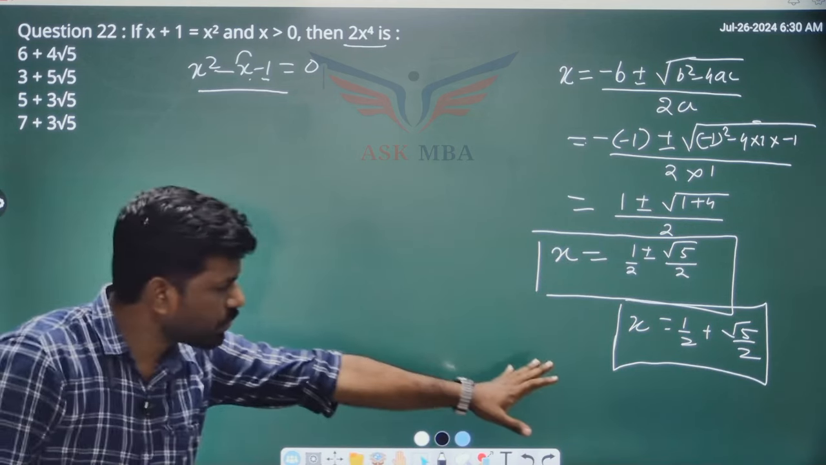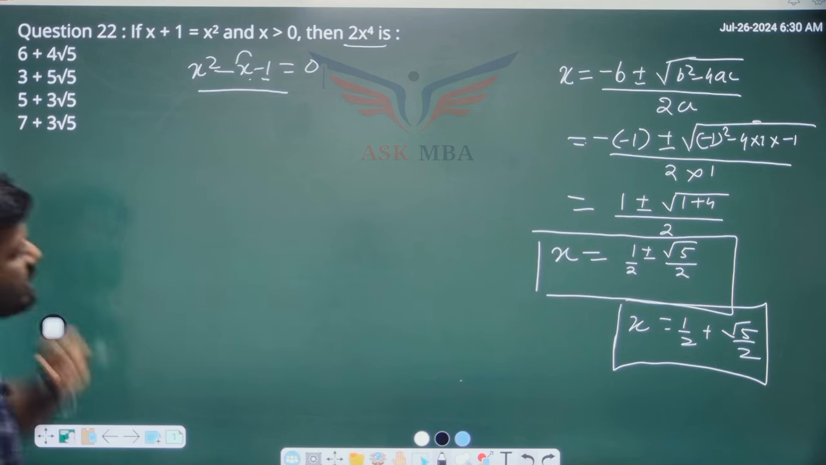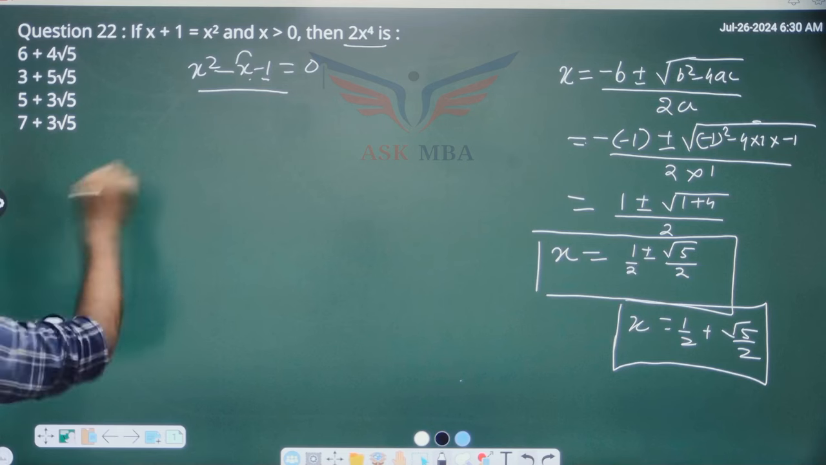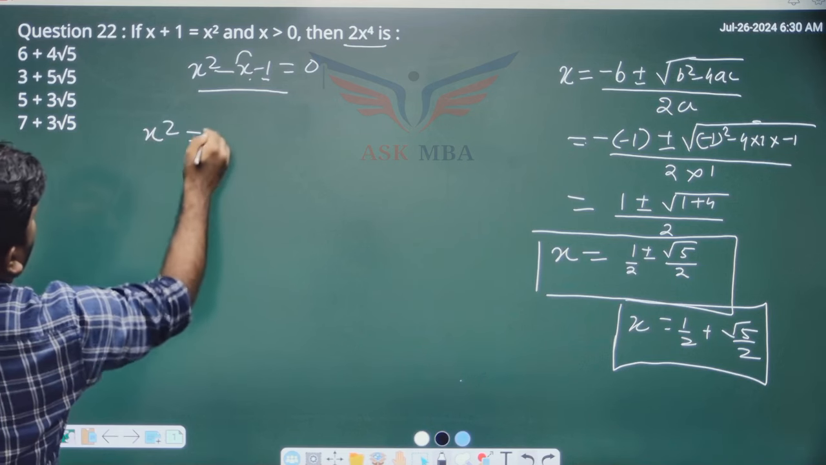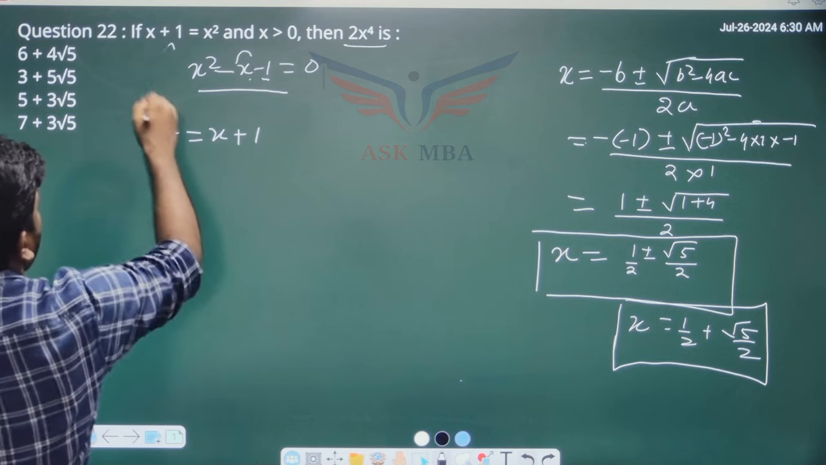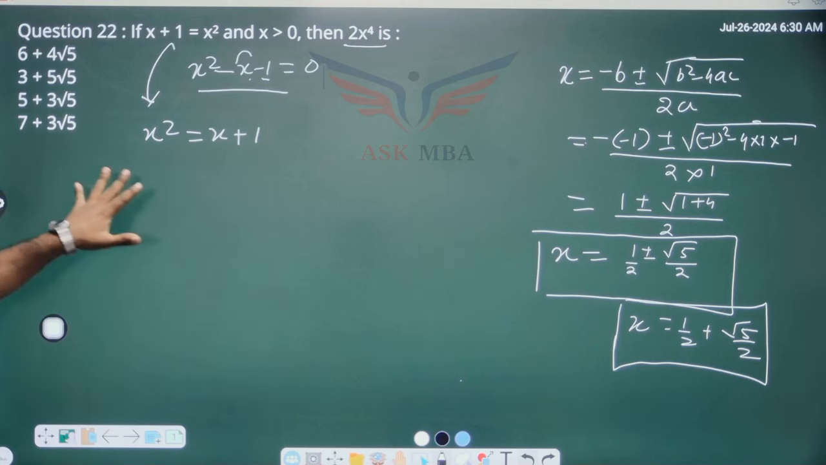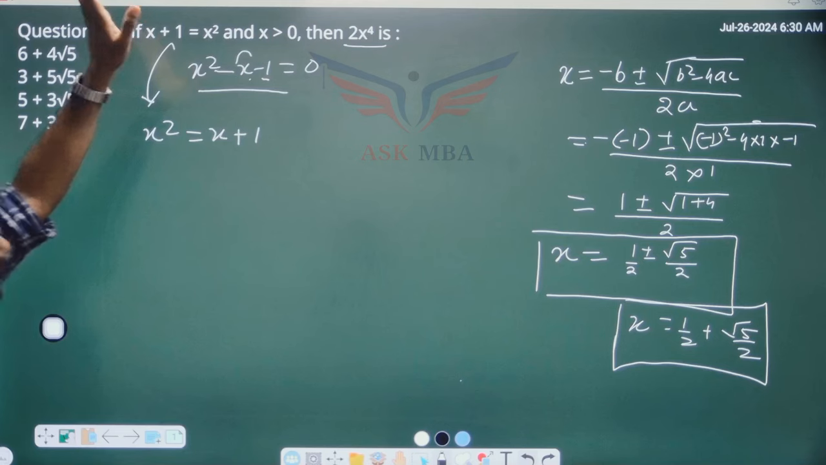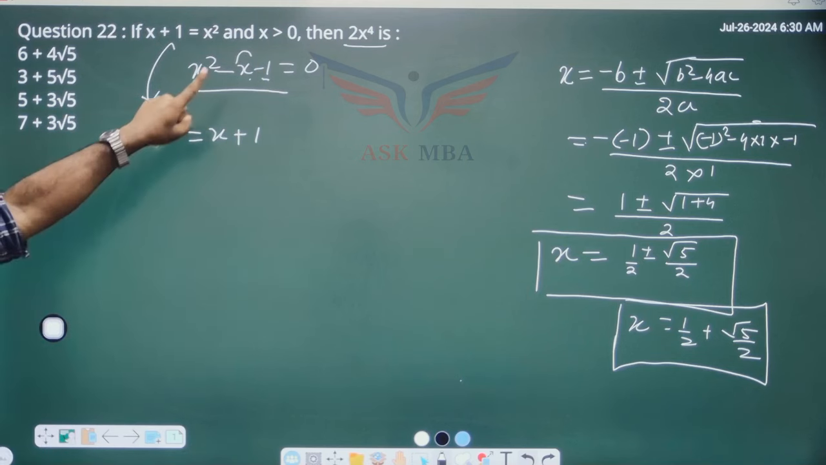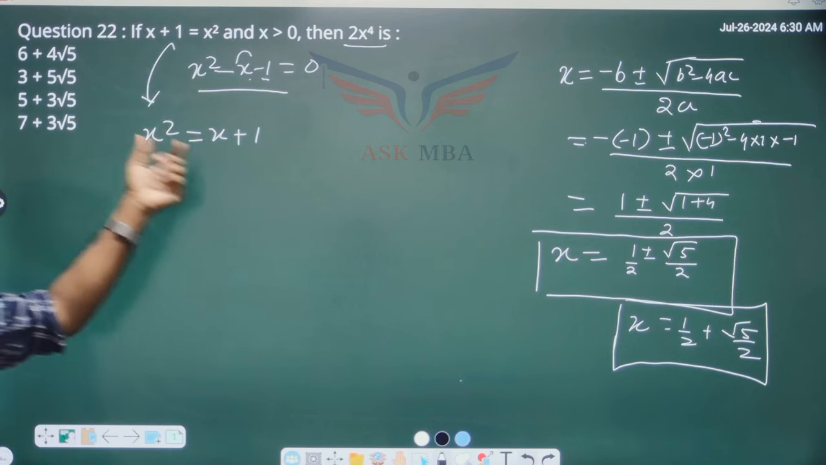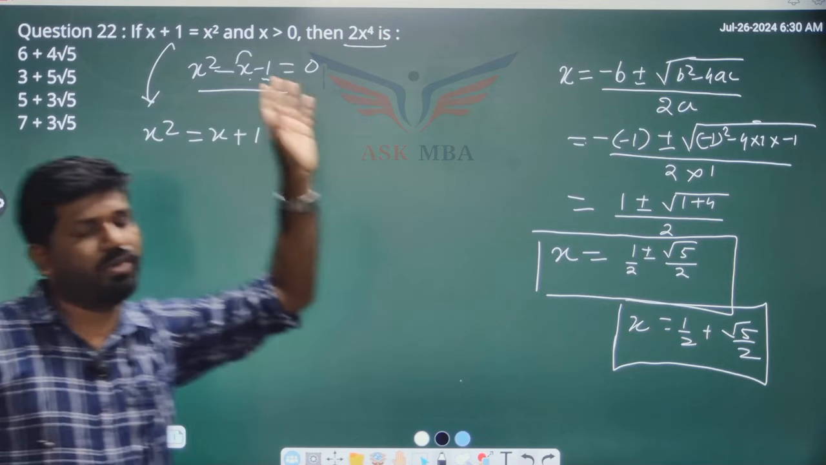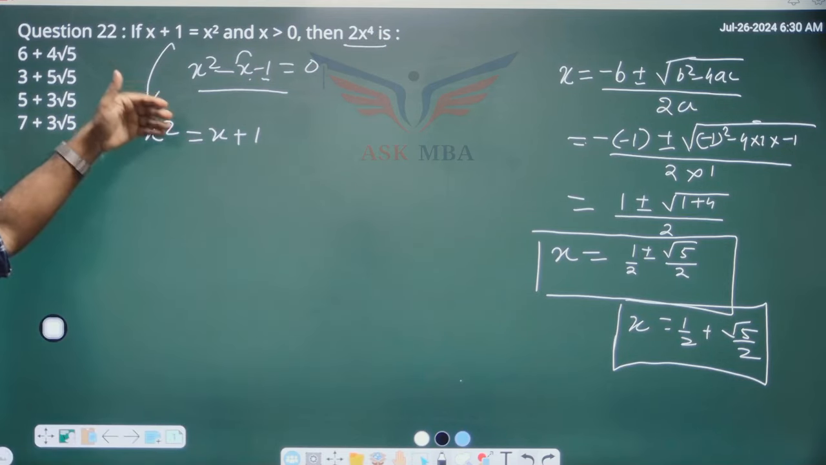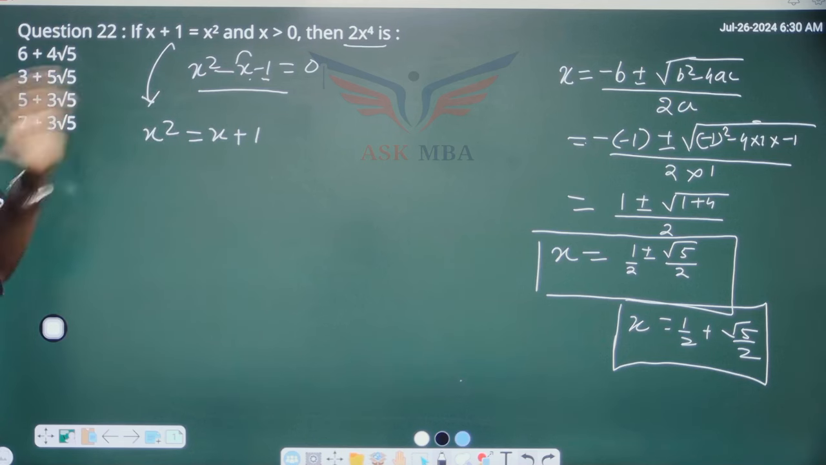We will use this x further in the question. Let's see what we can do next. The given equation was x square is equal to x plus 1. From this we need to make 2x power 4. Don't try to put the value of x here because you won't be able to solve the power 4 that way. That's why we are trying to make x power 4 in the given equation itself.